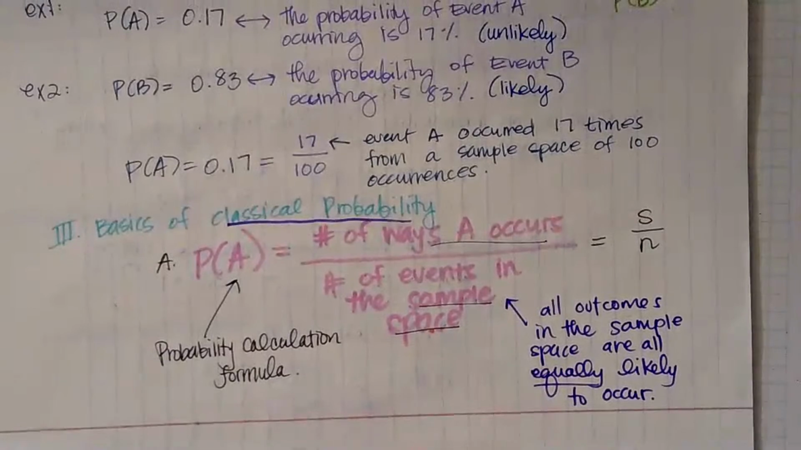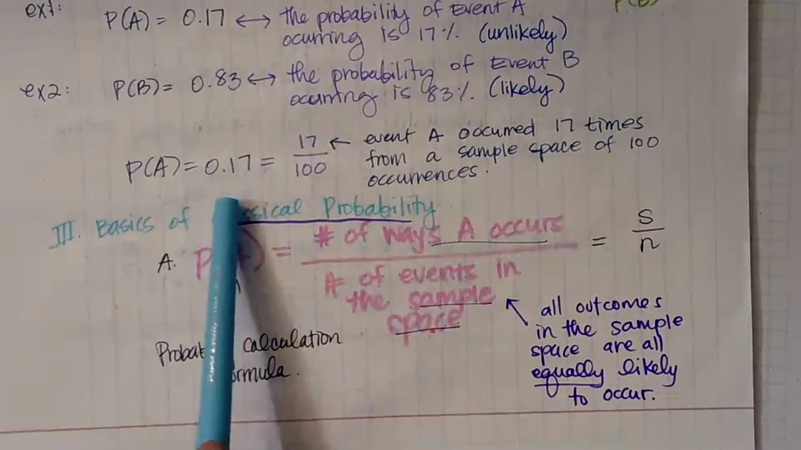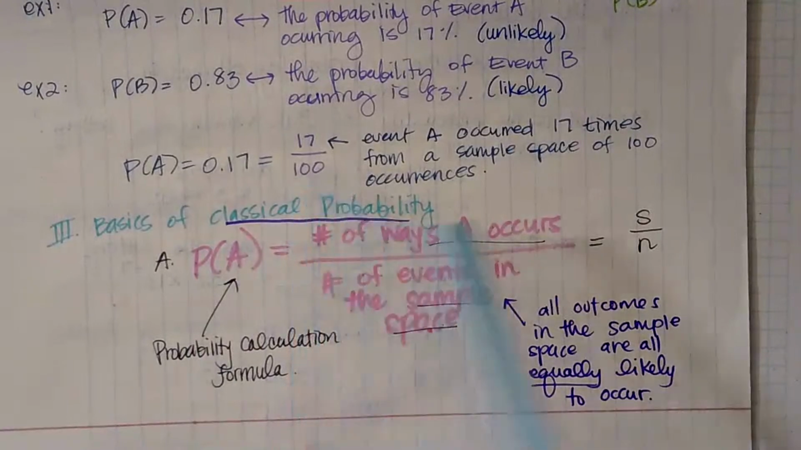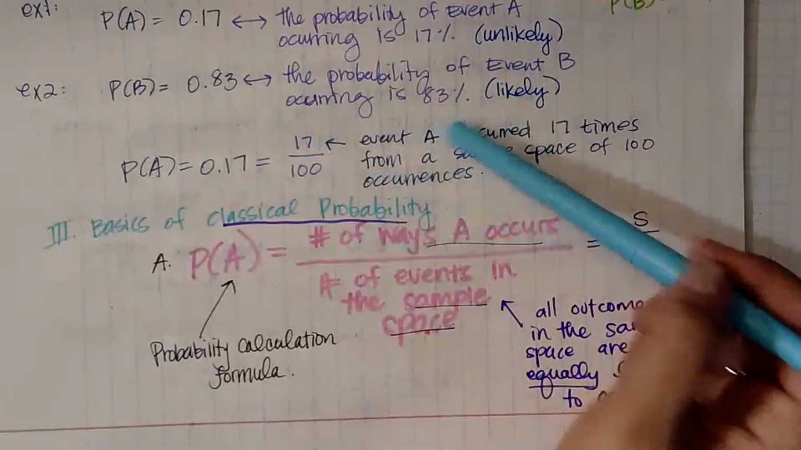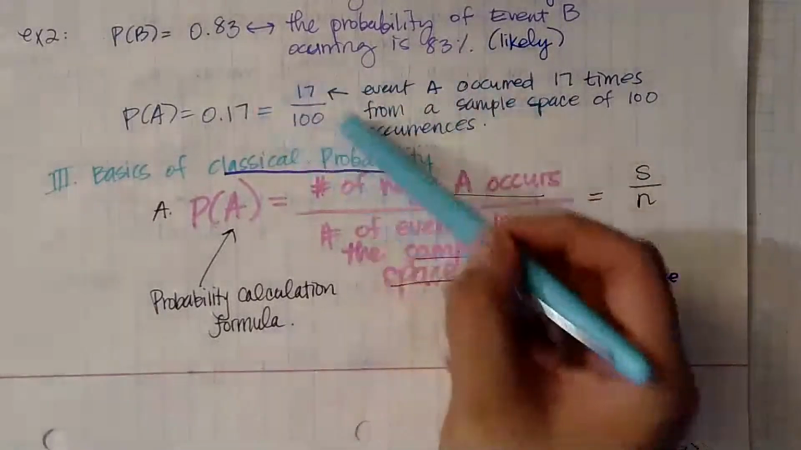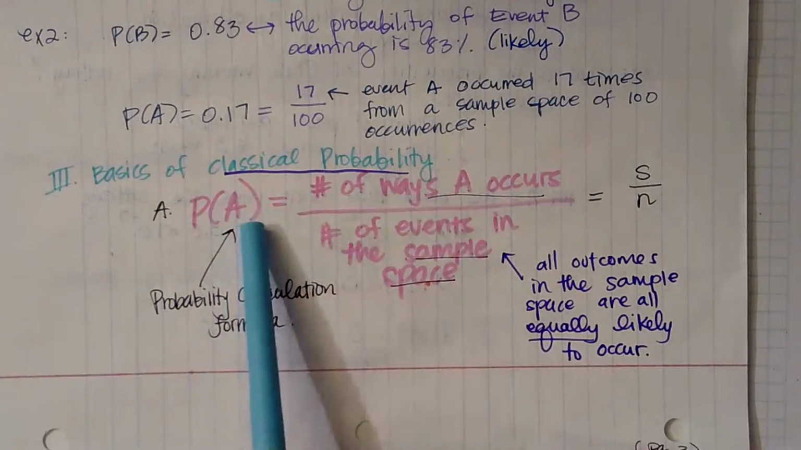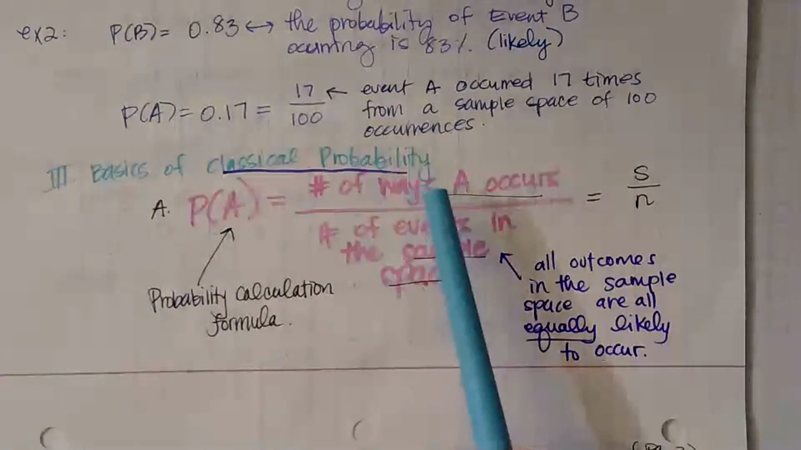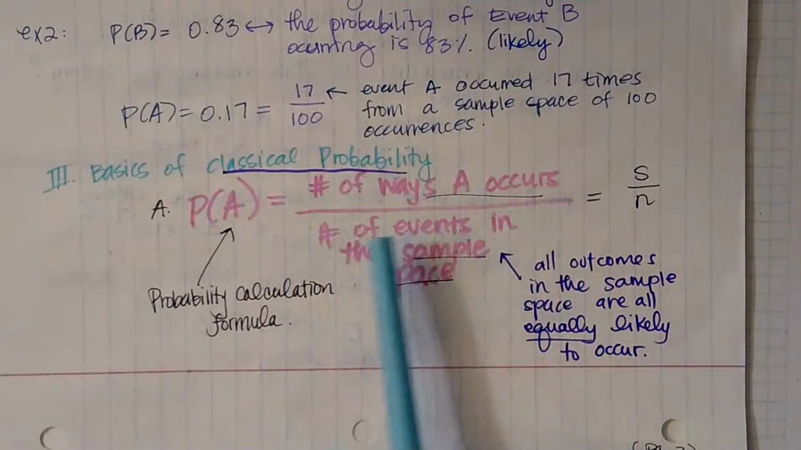So looking at the multiple representations that we have, P of A equals 0.17. This decimal representation can be turned into a ratio. And this ratio now tells us that in a sample space of 100 events, 17 of those events were event A. Okay? So let's look at what that means. This ratio representation is literally how we calculate probability. We look at one simple event A, and the numerator will always be how many times A occurred in that sample space, and the denominator is how many events there were in the sample space.